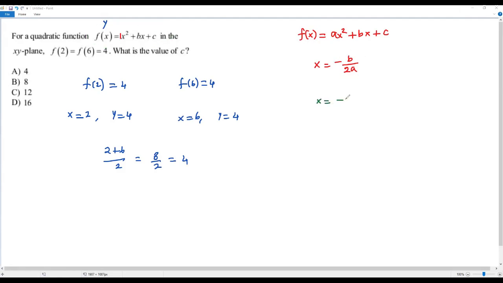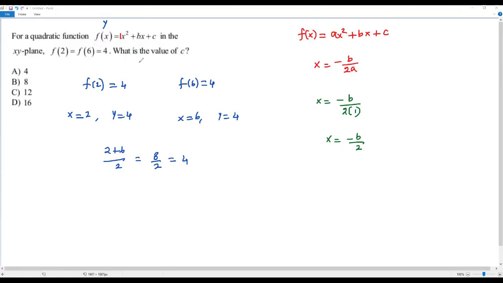That is x = -b/(2a). Here the coefficient of x² is 1 in the given quadratic function, so we plug in 1 for a. Then we get x = -b/2. So this is the x coordinate of the vertex of the parabola given by the quadratic function.